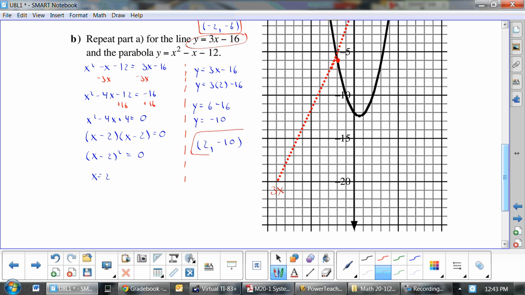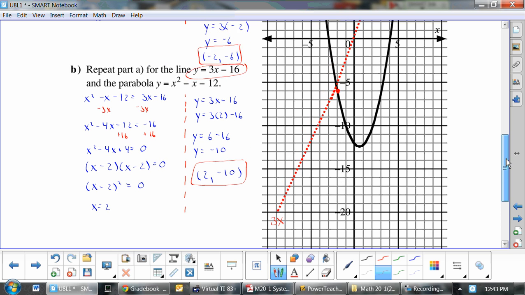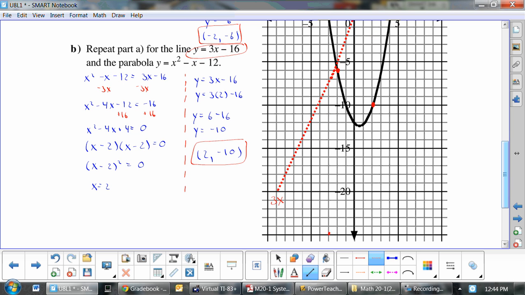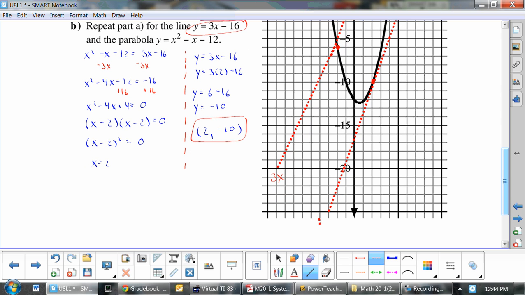Okay. So in this round, we only get one intersection. So if I try to graph that, it'll look like 2 and -10 right there. And so our line is going to go like that. Okay, so it's just touching at 1 point. So this line is 3x minus 16.